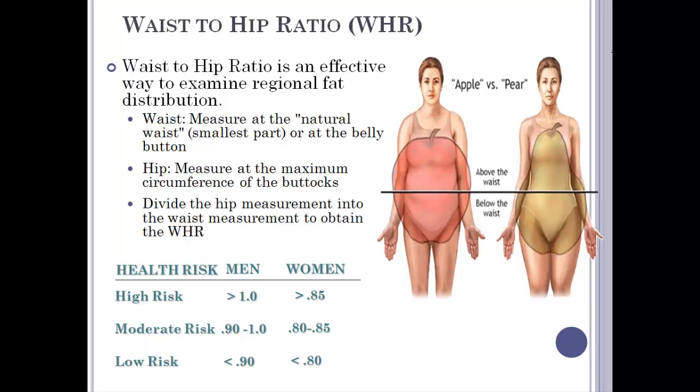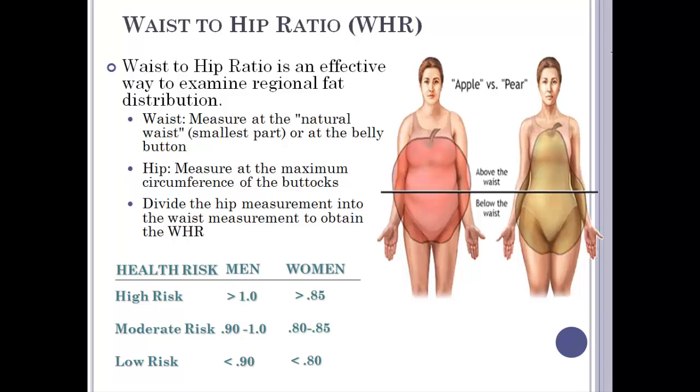Your waist needs to be measured at the natural waist, which is the smallest part, or at the belly button. For some people, the belly button is not the smallest part of their body. So for you, if the smallest part of your body is above your belly button, that's where you'd measure for your waist. Your hip is the maximum circumference of your buttocks. So going around your butt, that's considered your hip measurement.